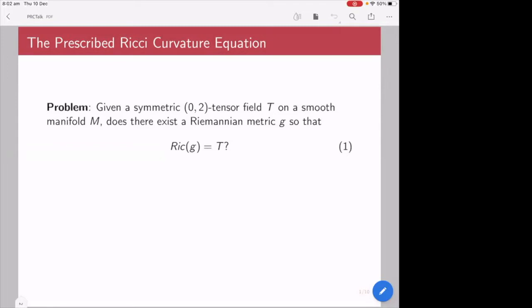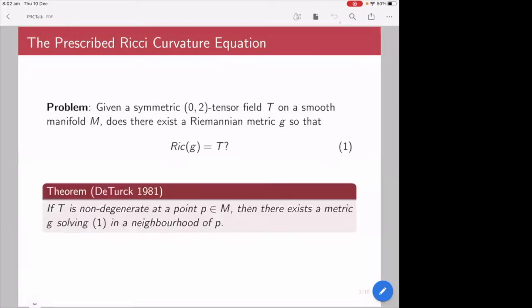This, of course, is a partial differential equation. I'm sure everyone knows that the Ricci curvature is a second order, non-linear, and even non-elliptic differential operator on the space of Riemannian metrics. So this is a second order PDE, non-linear and non-elliptic, but nevertheless, it would make sense to ask about local results as well as global results.